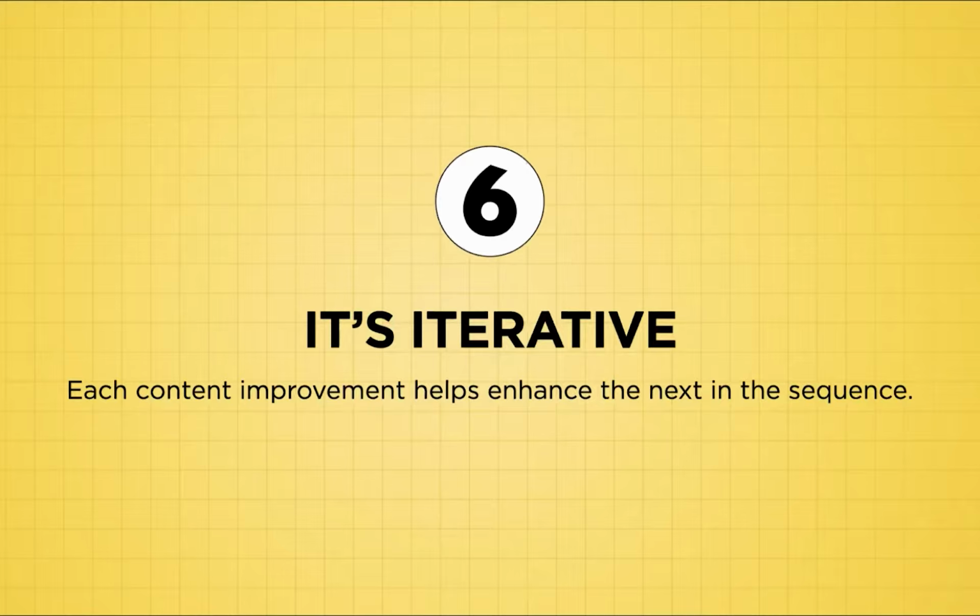And number 6, finally, stackable content is iterative. What it allows you to do is each content improvement you make, say in pillar content or macro content, those bigger content pieces, you make it better, it enhances the next piece of content in the sequence, right? If you make pillar content iteratively better, you're actually making your micro content, your nano content better too. So there tends to be a better feedback loop by being more focused first.